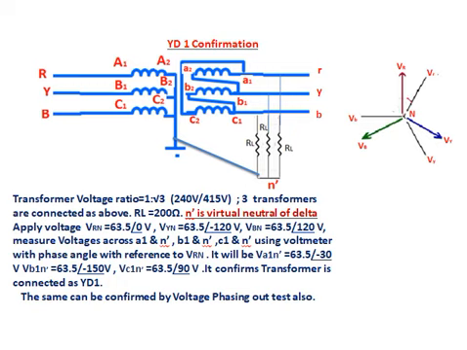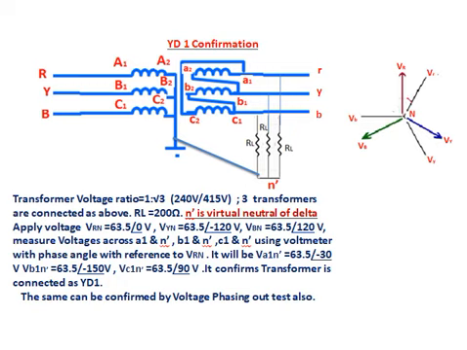Apply voltage VRN equal to 63.5 angle 0, VYN equal to 63.5 angle minus 120, VBN equal to 63.5 angle 120 volt. Measure voltage across A1 N dash, B1 N dash and C1 N dash using a voltmeter with phase angle with reference to VRN. It will be VA1 N dash equal to 63.5 angle minus 30, VB1 N dash equal to 63.5 angle minus 150 volt, VC1 N dash equal to 63.5 angle 90. It confirms the transformer is connected as YD1.